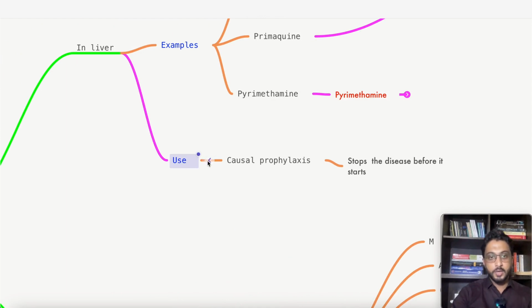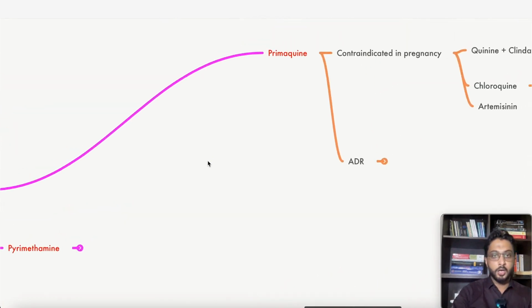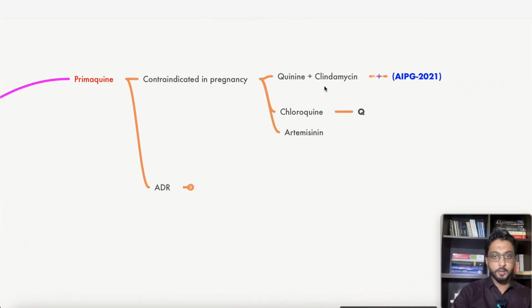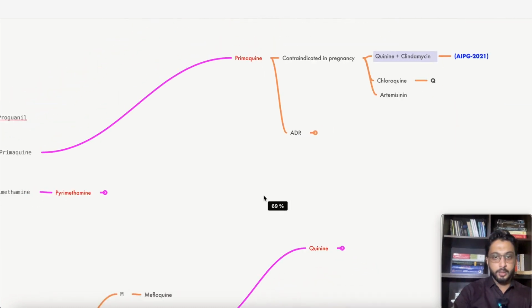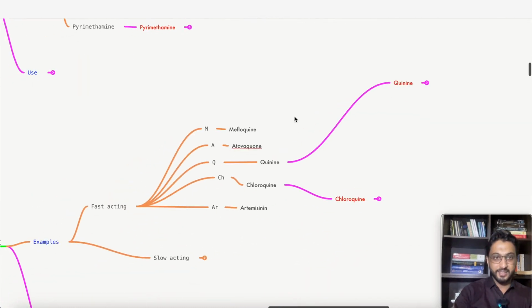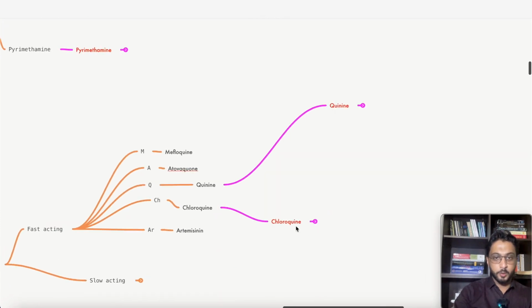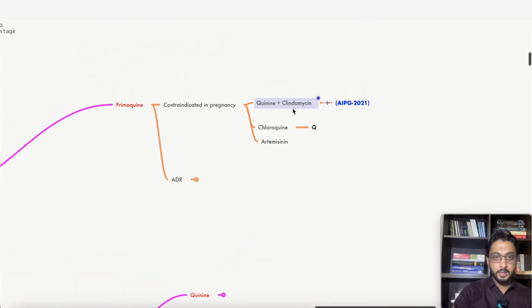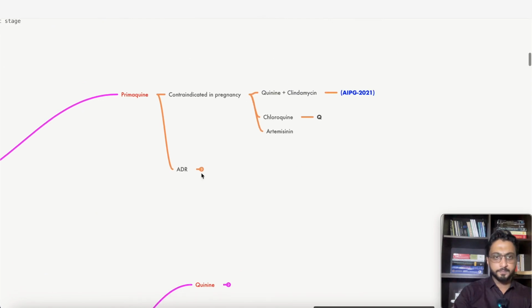So yes, you can use it, but primaquine is not used in pregnancy. Instead, you have to use quinine, clindamycin, or chloroquine or artemisinin. Very, very importantly, quinine and clindamycin. We're coming to quinine, which is a fast-acting drug here, and chloroquine also we are coming to.